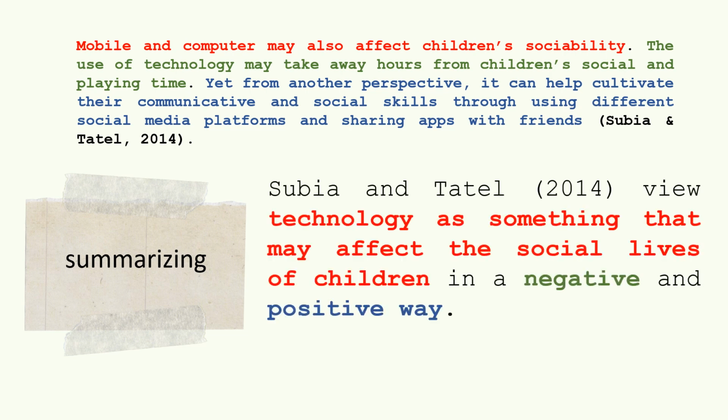You'll write it like this one. So Bee and Tatel 2014 view technology as something that may affect the social lives of children in a negative and positive way. Alright, the green ones in the original source are considered negative effects. And then the last one is positive. So you just make use of, as long as you can make it as short as possible, to summarize it. Lastly, we have what we call paraphrasing.